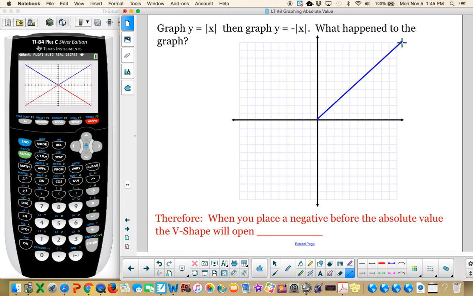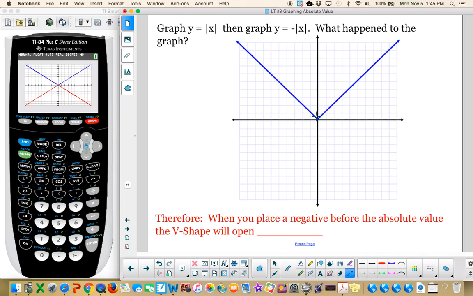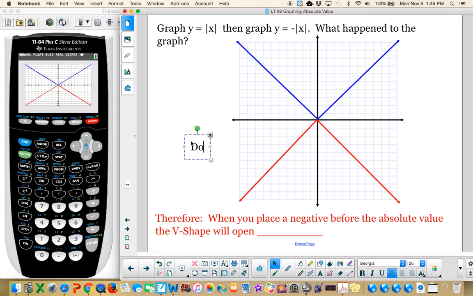And what happened to our parent function is we ended up flipping it. It ended up opening down. So when you have a negative on the outside, our absolute value equation opens down. Add that to your notes.